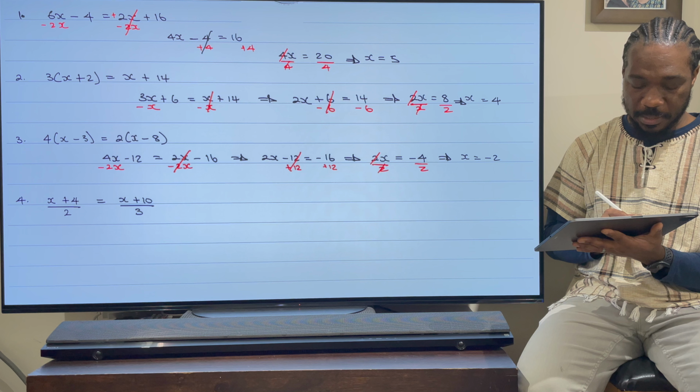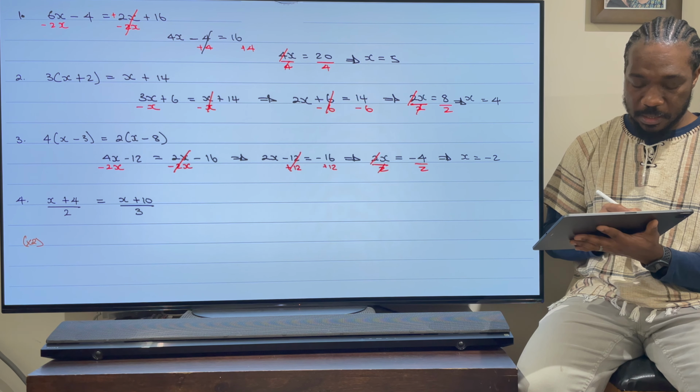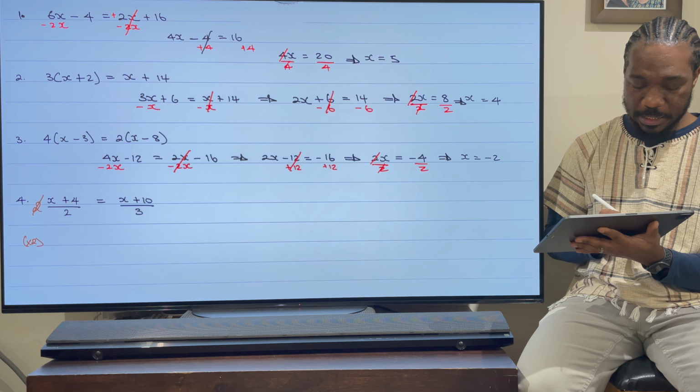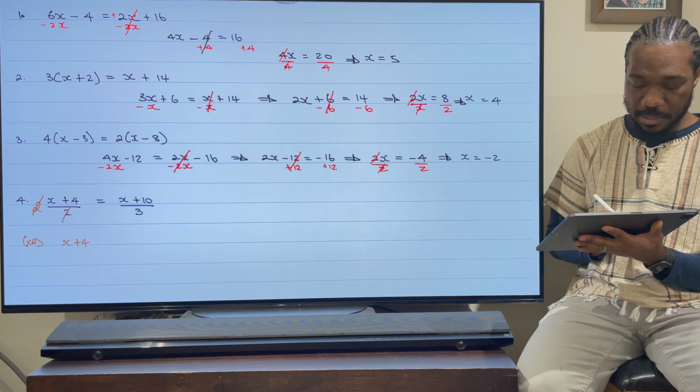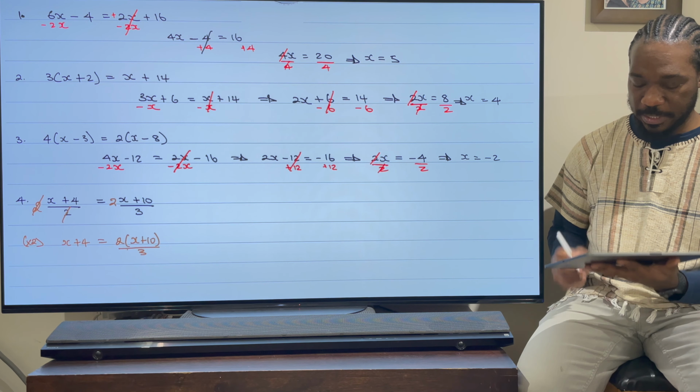So if I multiply by 2 first, the 2 will come here, and then these 2s will cancel out, leaving me with just x add 4 equals, and then the 2 will come there, so that becomes 2 times x plus 10. And I still have this 3 down the bottom here.